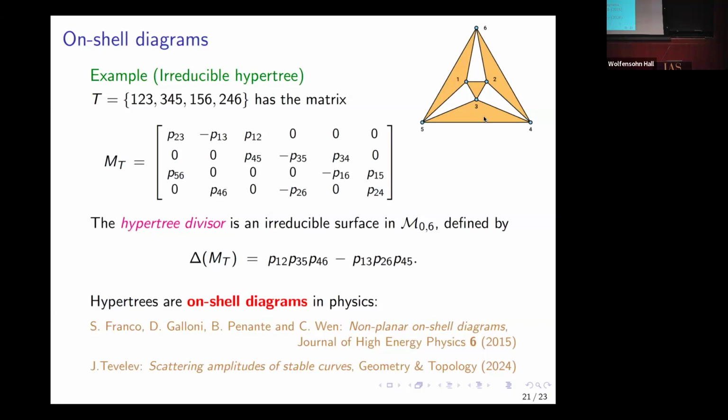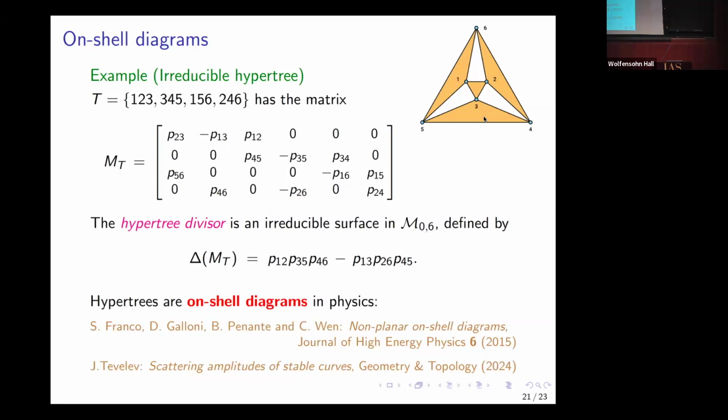So here's our circuit matrix. But now the hypertree divisor, the greatest common divisor of the 4x4 minors, is an irreducible hypersurface in our moduli space, and is defined by this irreducible polynomial. Now, these hypertree divisors were a very big deal a couple years back in birational algebraic geometry, because they were used to prove that the birational geometry of M_0,6 is much richer than previously thought. In particular, Tevelev and Castravet solved a long-standing problem by Fulton.